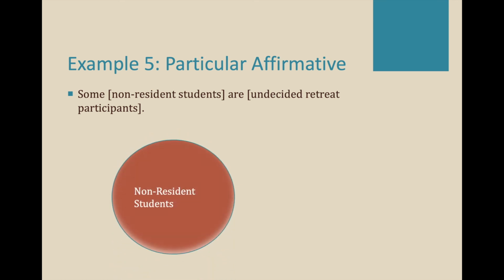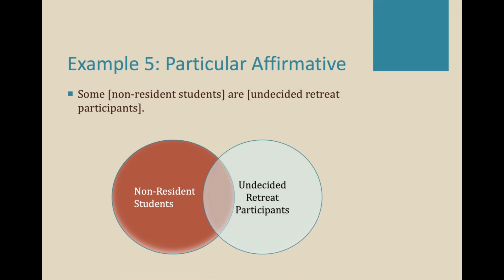So visually it would look like this. We have non-resident students and undecided retreat participants, and we're talking about the students in that overlap category there, right? That some members of the class of non-resident students are also in the category of undecided retreat participants.